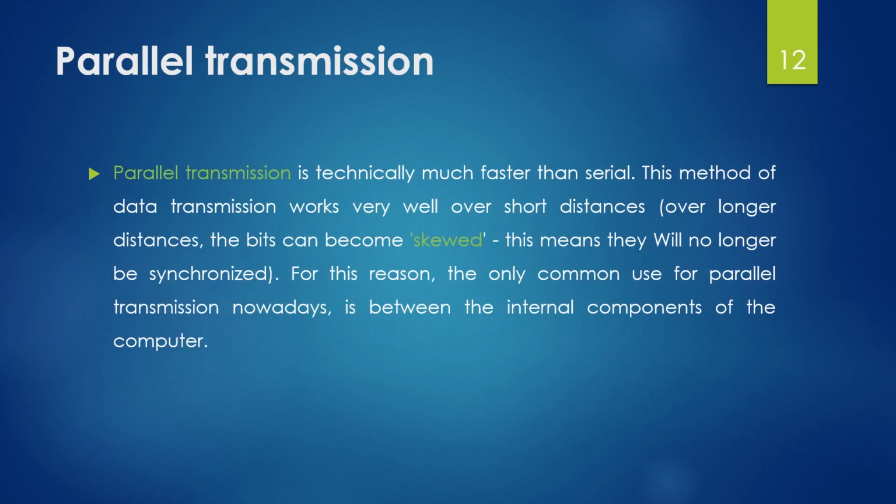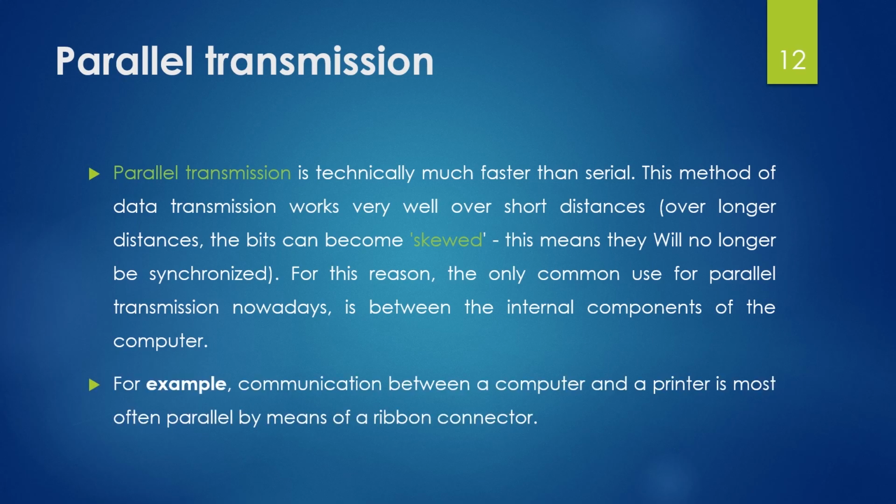Parallel transmission is technically much faster than serial. This method of data transmission works well over short distances. Over long distances, the bits can become skewed. This means they will no longer be synchronized. For this reason, the only common use for parallel transmission nowadays is between the internal components of the computer. For example, communication between a computer and a printer is most often parallel by means of a ribbon connector.